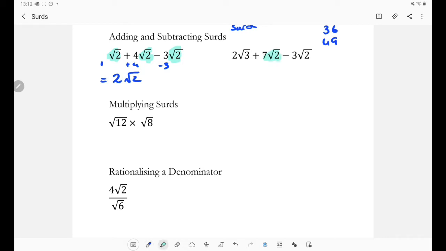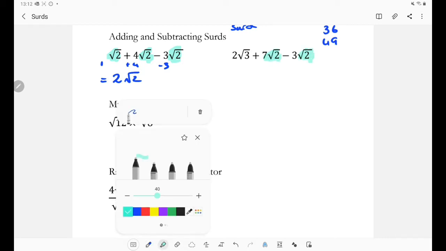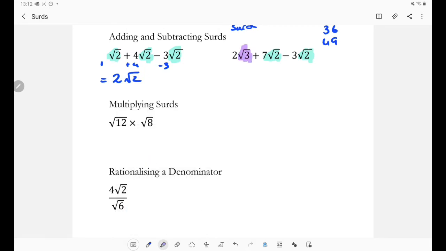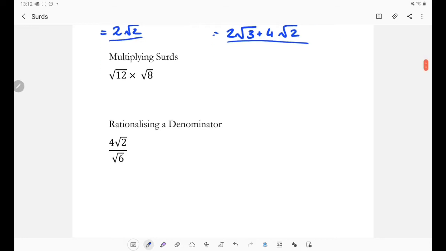If we look at the next one, we've still got root 2, but we've also got a root 3 there. And that means we can't combine them. We have to keep them separate, like your x's and y's in your algebra. So plus 7 minus 3, that gives you 4. And there's your answer. You can't simplify it any further.